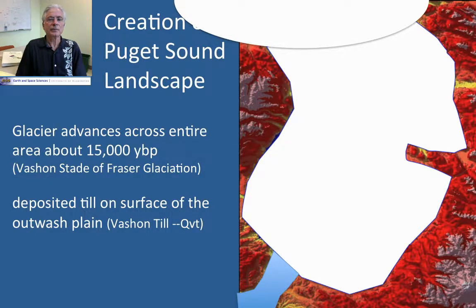Eventually, the glaciers advanced south of Olympia, and 15,000 years ago, the Vashon stage of the Fraser glaciation, we had ice over 3,000 feet thick over Seattle, and as the ice moved across the region, it left a carpet of till called the Vashon Till, or QVT.